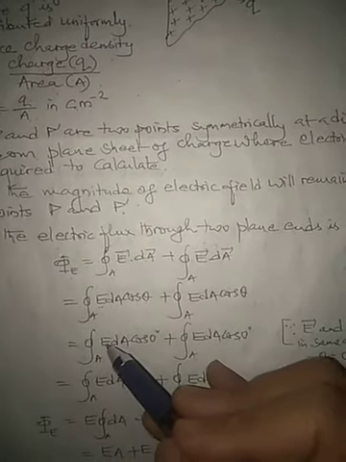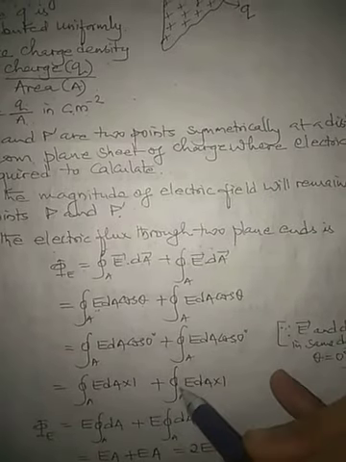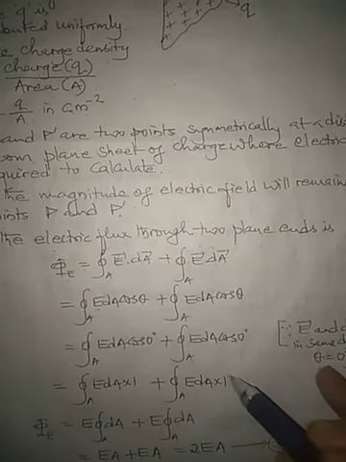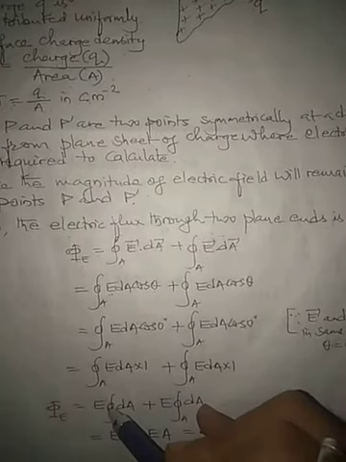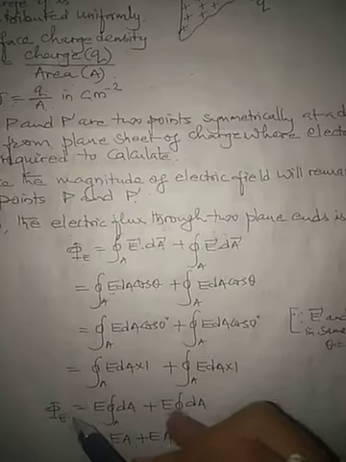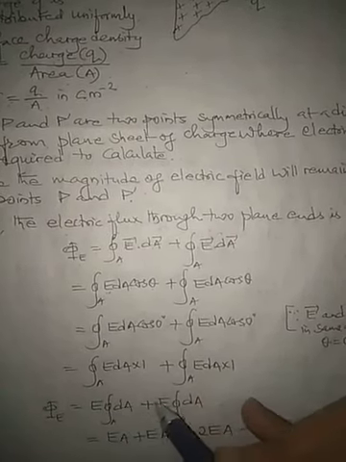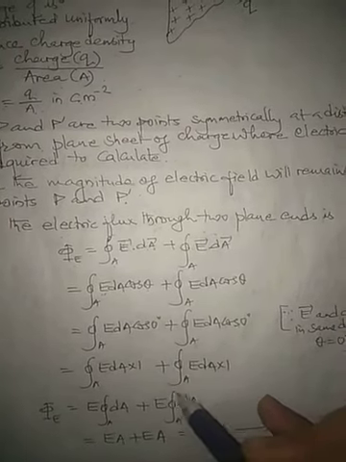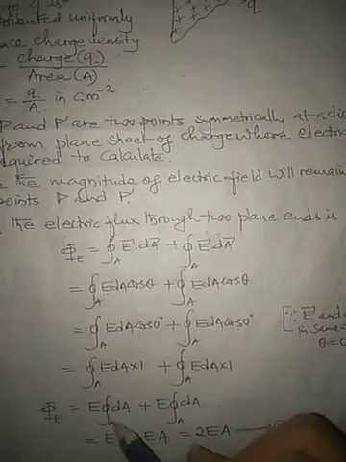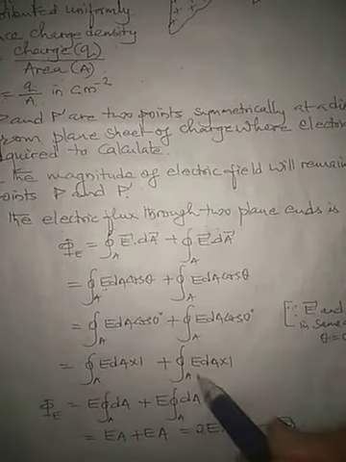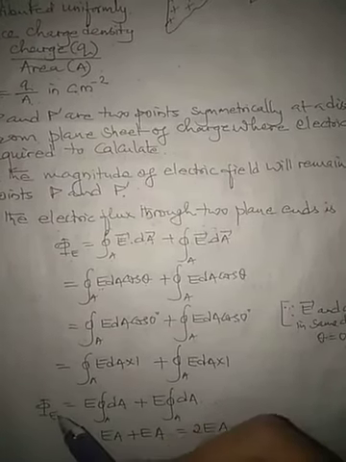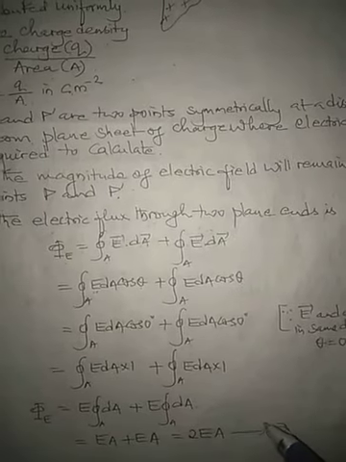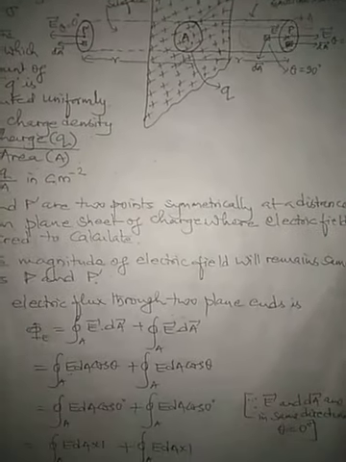Now you see, E dA cos 0 degree is 1, plus the integration over the surface A of E dA into 1. So E, as I said already, is constant, so I just take it out of the integration. So electric flux equals E integration of dA plus E integration of dA. Now E integration of dA equals EA, plus E integration of dA is also EA. So EA plus EA means 2EA. So the electric flux is given by 2EA. This is for the two plane surfaces, or cross section areas, of the cylinder. The remaining part of this I'll explain in the next video.